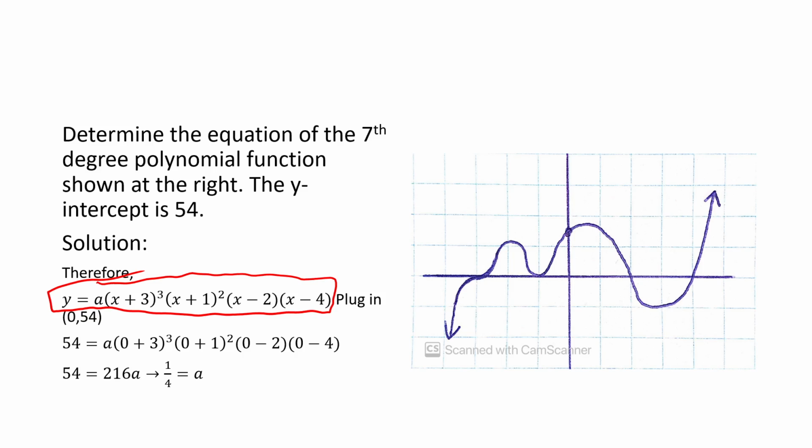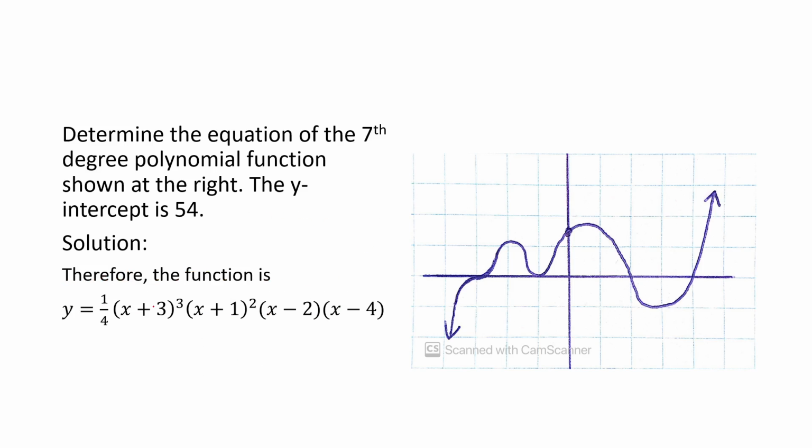Now we're going to plug in the point (0, 54) because the y-intercept is 54, and when the y-intercept is 54, that means we go through the point (0, 54). Plugging in a 54 for y and a 0 for x, we get 54 is equal to 216a, which means a is equal to a quarter. So our function is therefore y equals 1/4 times x plus 3 quantity cubed times x plus 1 quantity squared times x minus 2 times x minus 4. And that's the end of that slideshow.